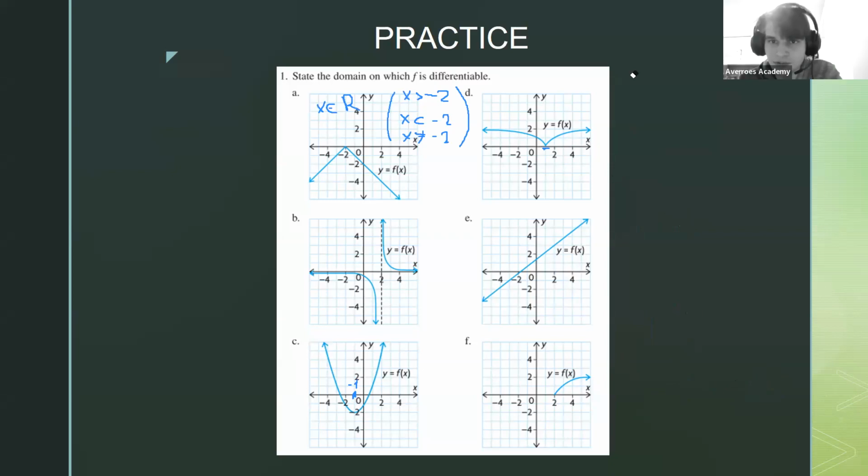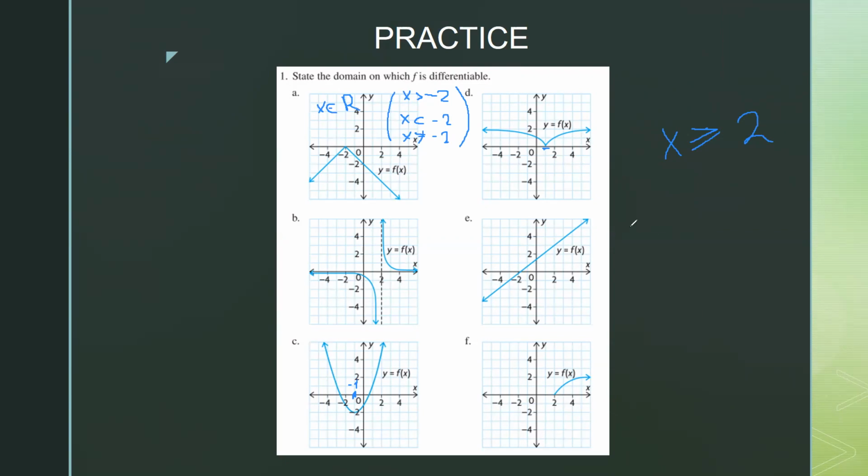I would say that the domain of this function is x greater or equal to 2, right? So the domain of the derivative would be the same, because you see, there is no empty point here. If it was a circle on 2, then we would say x greater than 2. But in this case, the domain would be x equal or greater than 2.